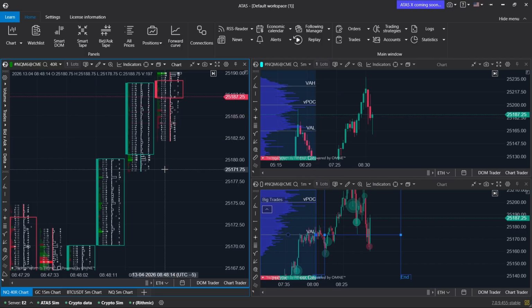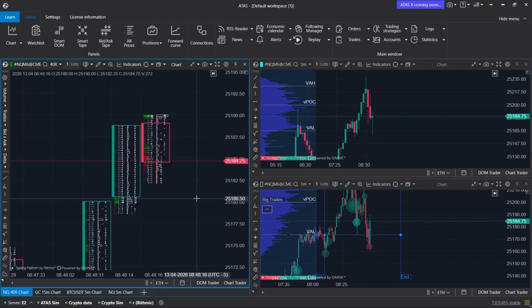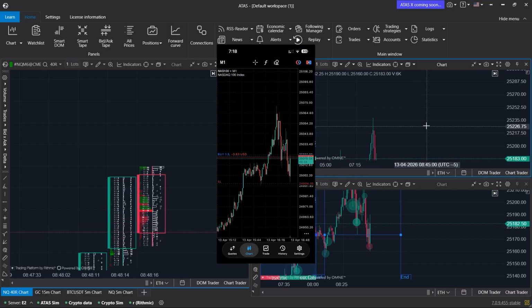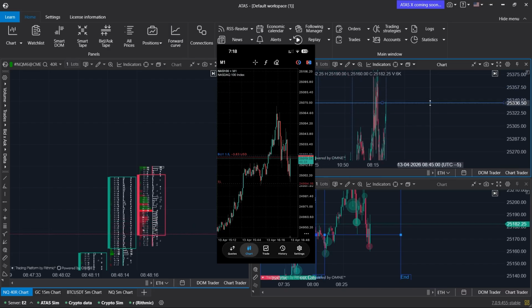So that's what I was looking for, and I entered this trade right around here, when the red candle that is forming has a lot of delta on the buy side at the top of this candle. So I took a trade over here. I'll attach a screenshot. Yeah, you can see that I took this trade around there.